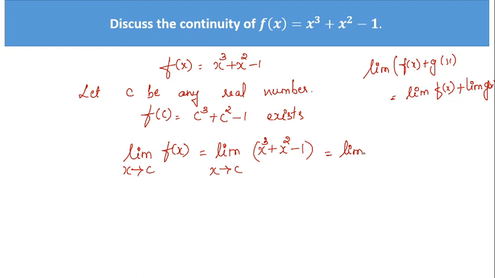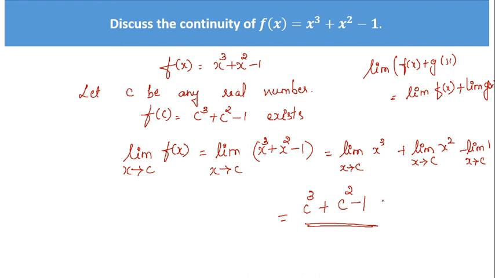So it is the limit of x cube as x tends to c, plus the limit of x square as x tends to c, minus the limit of 1 as x tends to c. That is nothing but: the limit of x cube is c cube, a finite value. For the limit of x square, you just apply the value of c, so it becomes c square. Then the limit of a constant is the constant itself. So you can see that even this particular limiting value exists. So the first and second conditions are satisfied. And from 1 and 2 you can see that even the third condition is verified.